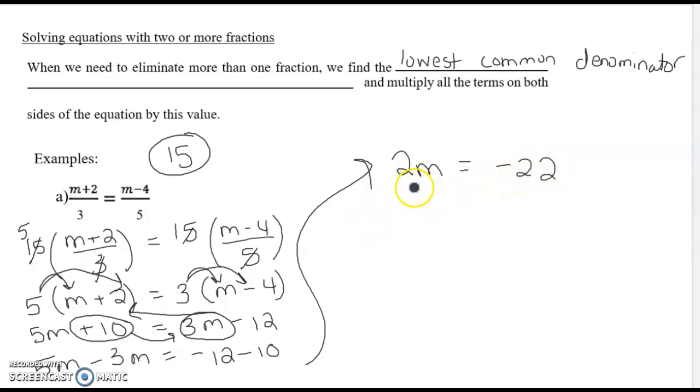Now we want to solve for m. So right now it's multiplied by 2, so we're going to have to divide by 2. Oops. I don't know why I did that. Erase. Okay. Divide by 2. And if you do it on one side, you have to do it to the other side. So 2 divided by 2 is 1, so we're left with 1m. And then here, negative 22 divided by positive 2 gives us negative 11.